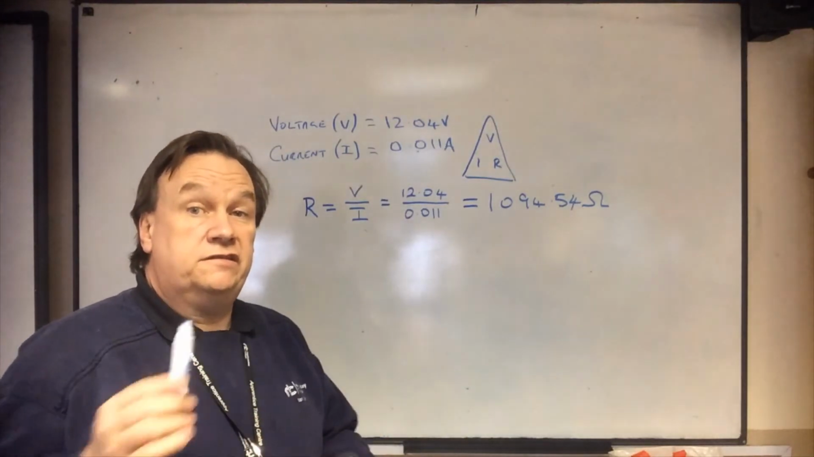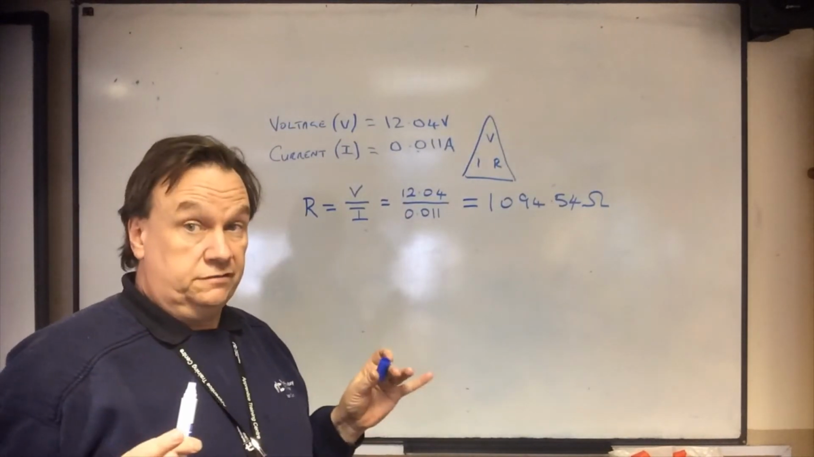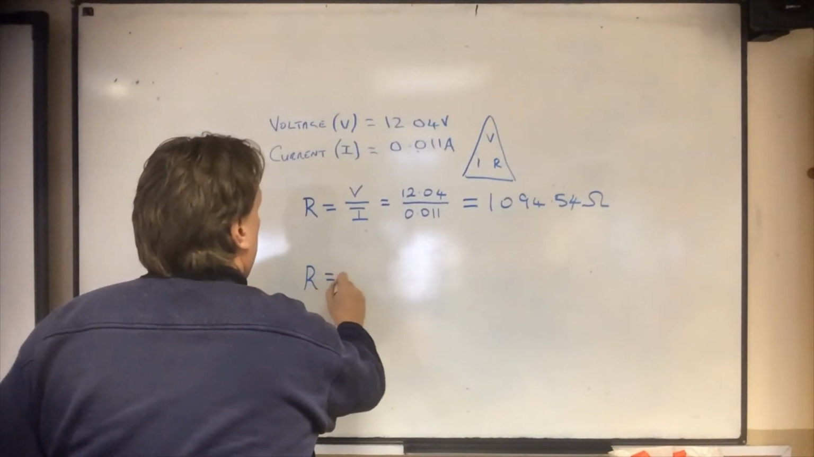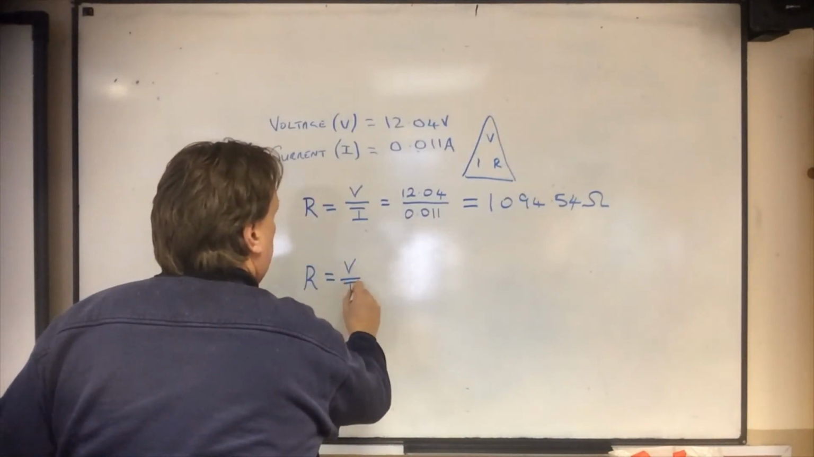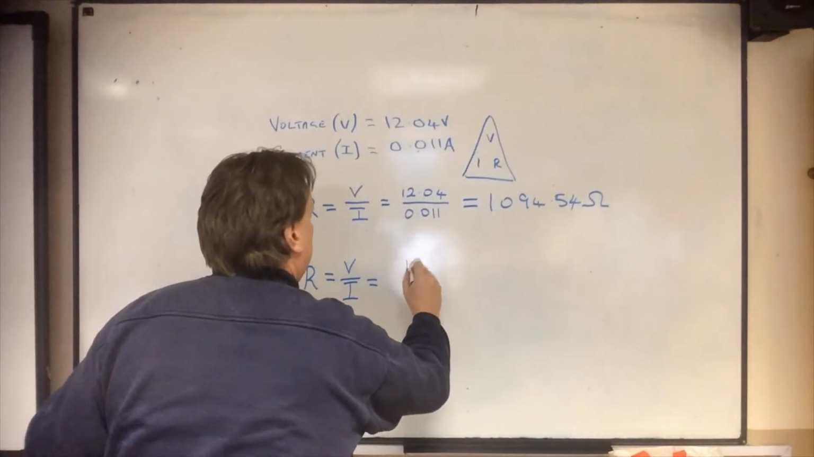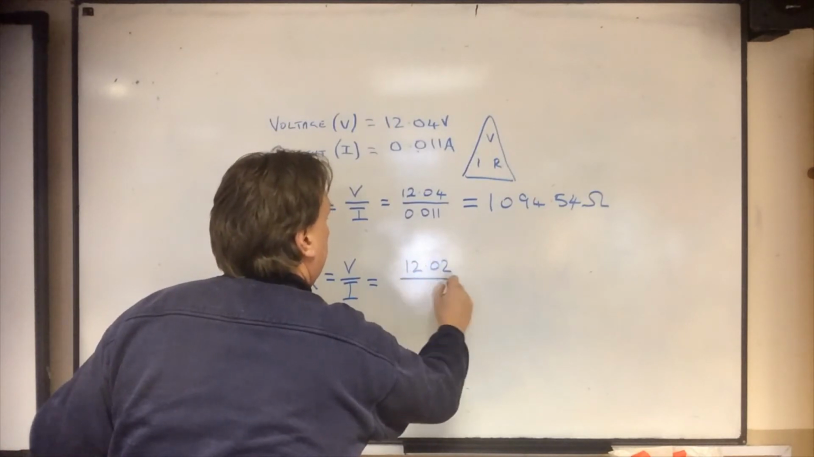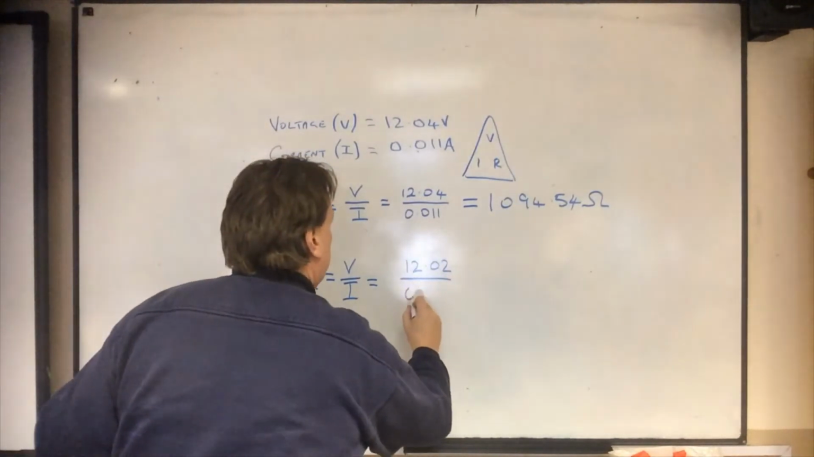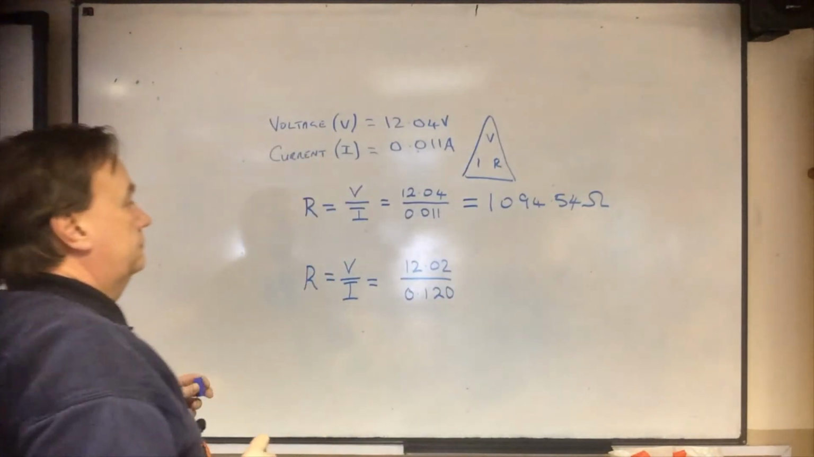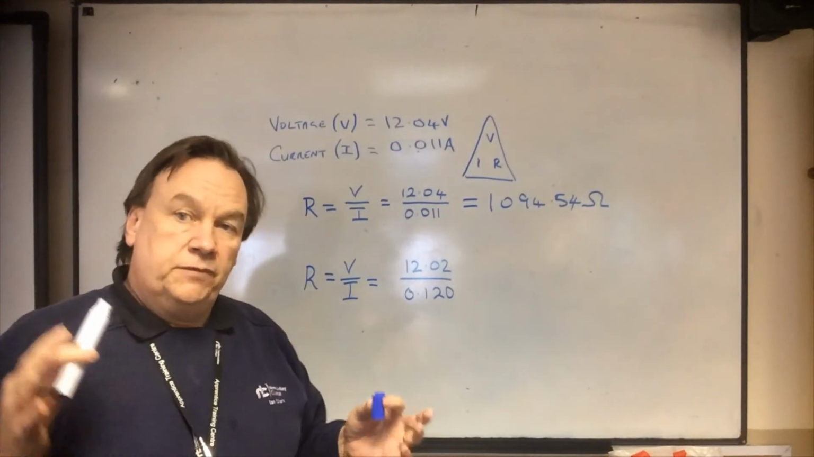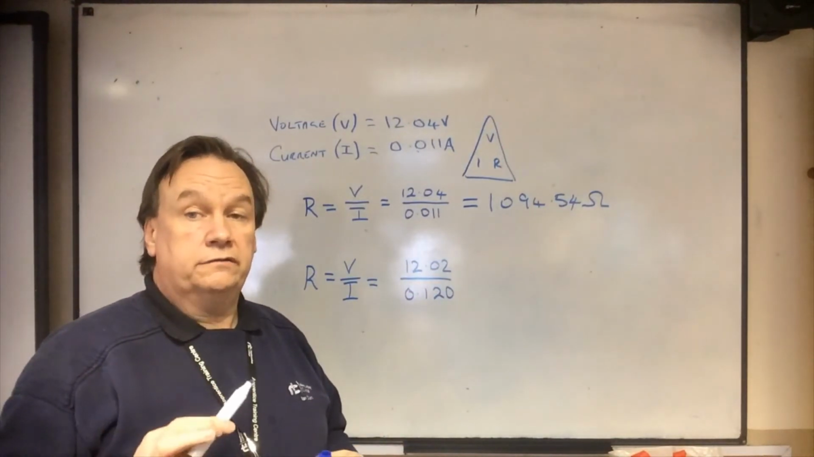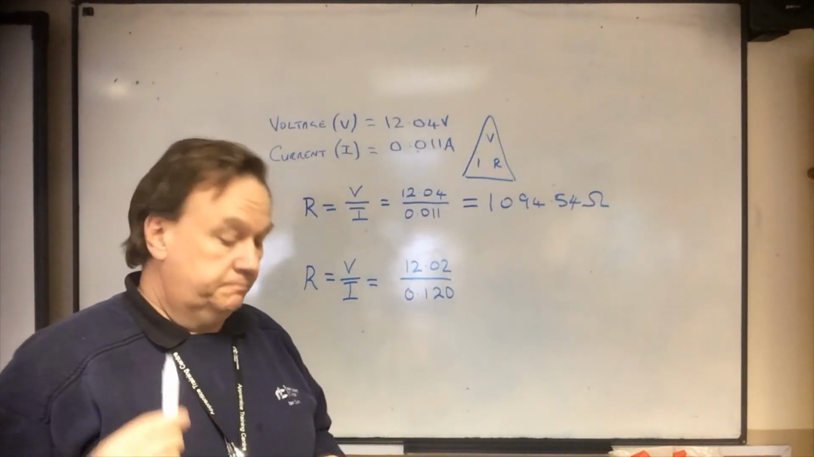Now, our second resistor, exactly the same process. All we need to do, our resistance is the voltage divided by the current. We had a voltage this time of 12.02 volts and a current of 0.120 amps. Remember from before, as we said, 0.120 amps is the same as saying 120 milliamps.